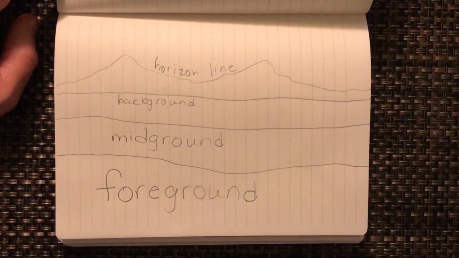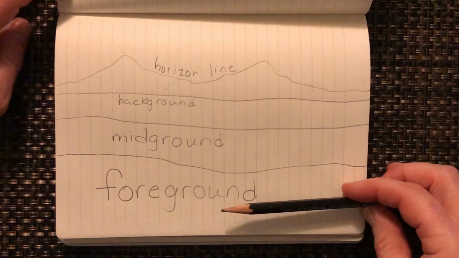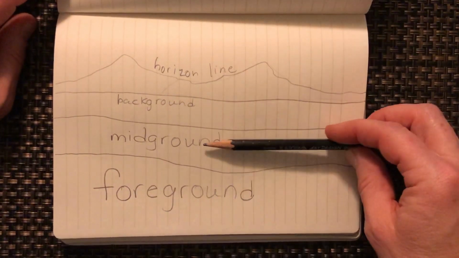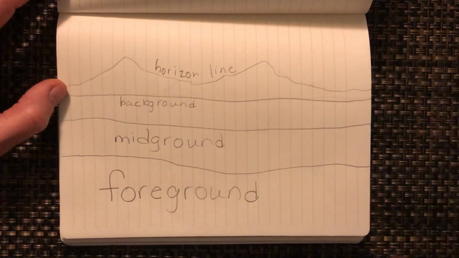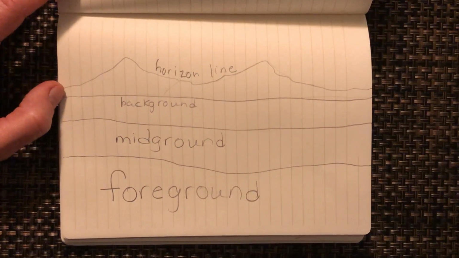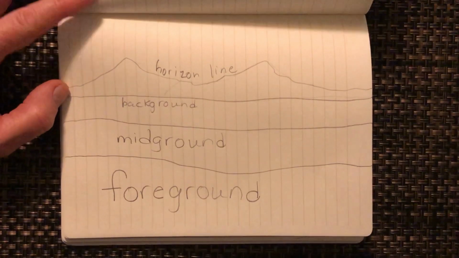Okay, artists, so this is video number 3 about landscapes. So here we have our foreground, midground, background, and a horizon line way back in the distance. So how do we draw things so that they start looking close and gradually further away?